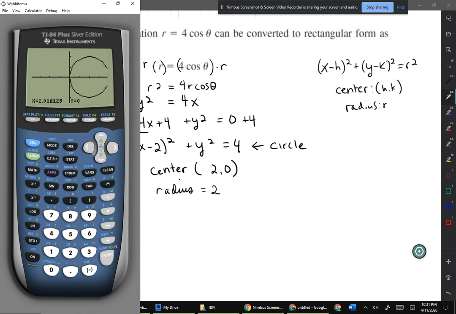a radius of 2. We'll get to more of graphing in the next section, but for now you can just rely on your calculator for any graphing.